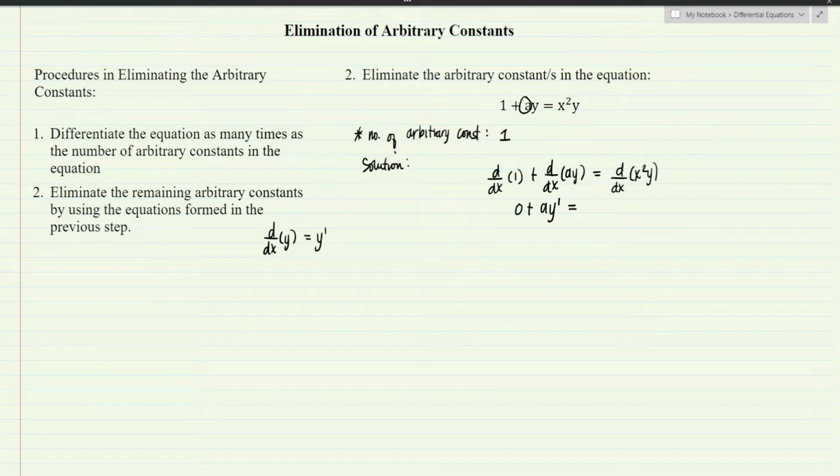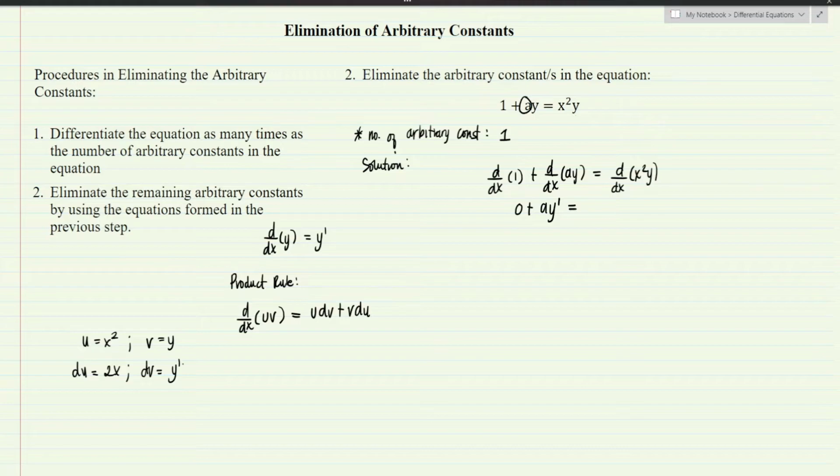As for the right side of the equation, we will use here the product rule. And again, it states that if you have two functions that are multiplied together, let's say u and v, its derivative is u times the derivative of v plus v times the derivative of u. So letting my u equal x squared and v equal y, let's solve their derivatives. I will start with the derivative of u. Since u is equal to x squared, the derivative of u would be 2x. And as for the derivative of v, that would be y prime.